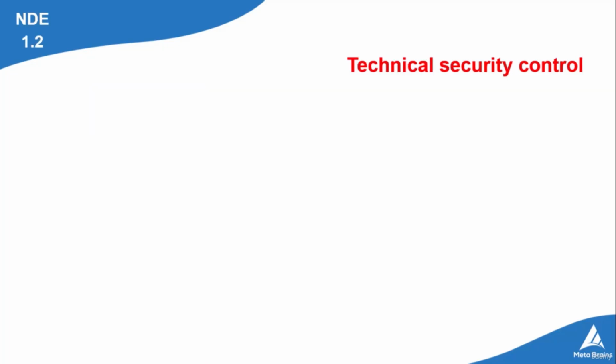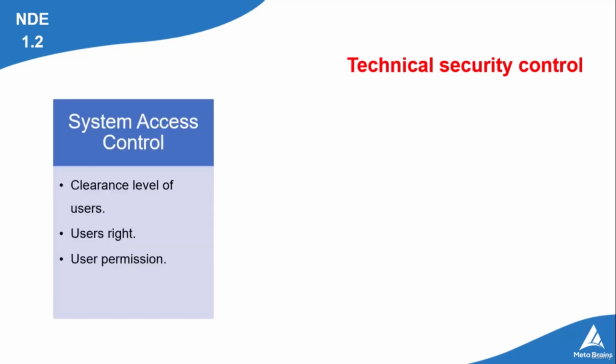Technical security controls are measures taken to reduce risk via technological means. We have system access controls subdivided into clearance level of users, which is used to define the level of access granted on a case or a file, and user rights and user permissions.